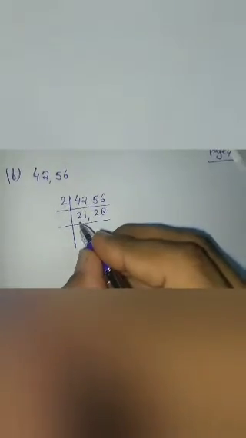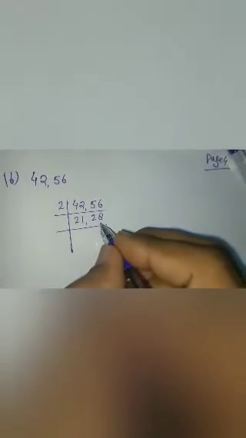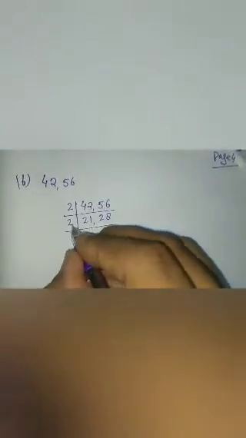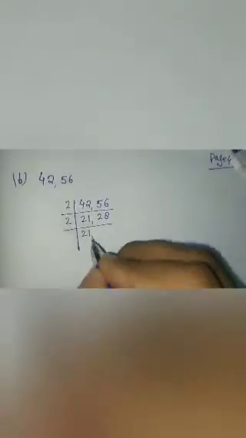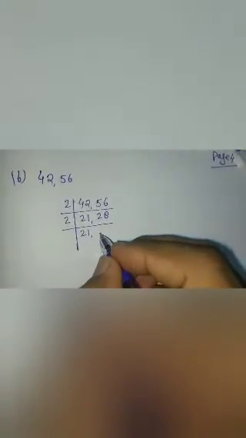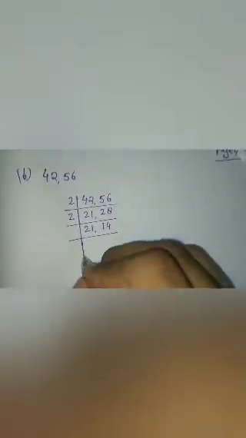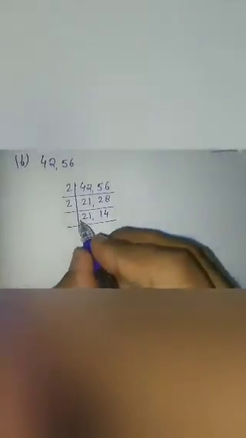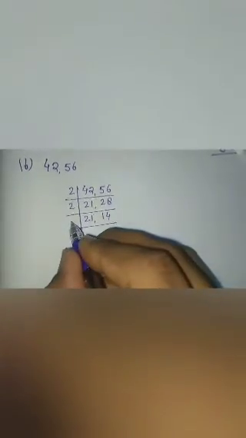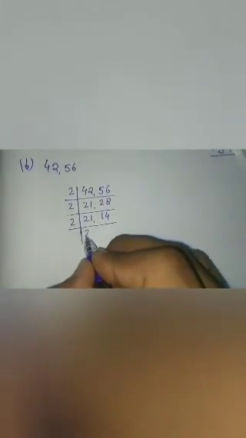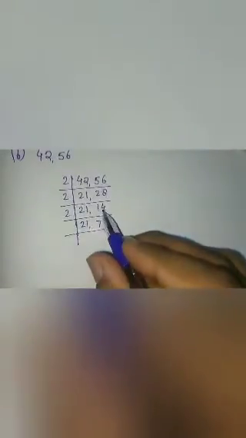Then 21 will not be divisible by 2, but 28 is divisible by 2, so we will take the 2 here. 21 will not divide, so we copy it as it is. 28 will divide, so 2 ones are 2, 2 fours are 8. Then after that 21 and 14 have come, so you will divide by 7: 7 threes are 21, and 7 twos are 14. Then here you can see it. Now 7 you have got after division of 14.